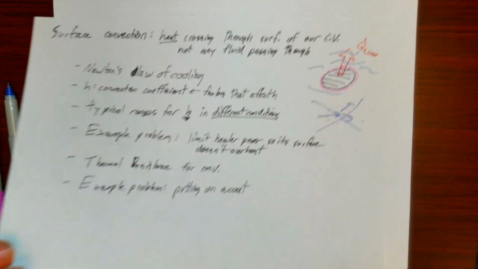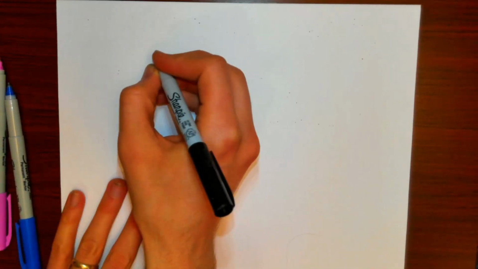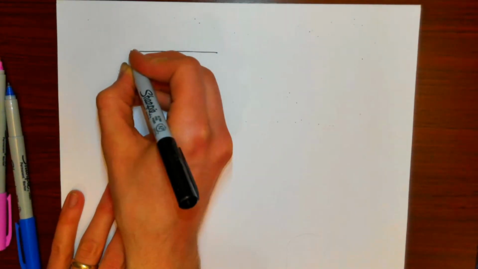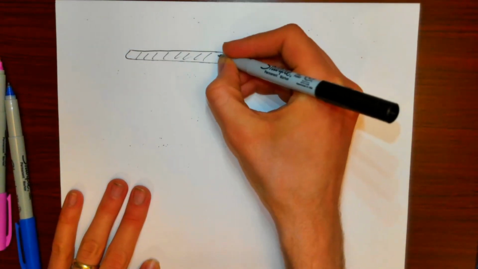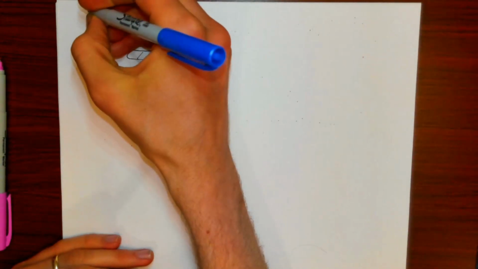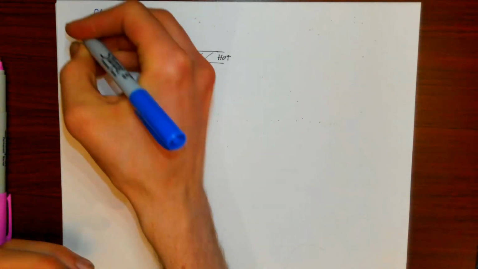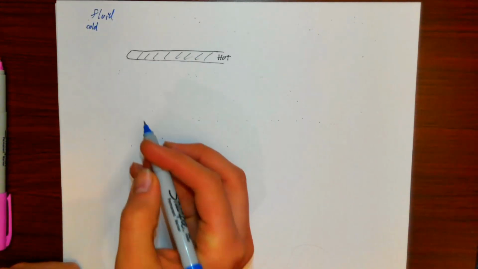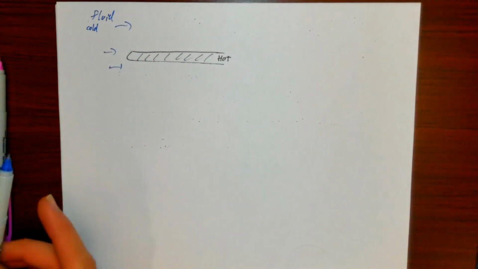So, Newton's law of cooling. Let's think about this. Let's think about some solid surface right here. And the surface is hot. And then, I have some fluid out here. And let's say the fluid is cold. And the fluid is flowing past the solid surface in some way.